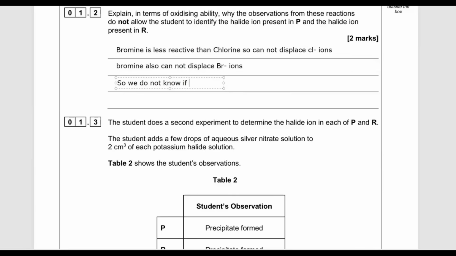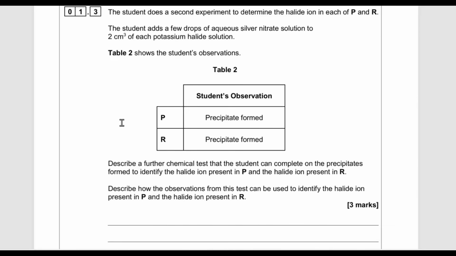And then we can look on to the next part of the question, which says, okay, so if you can't decide whether P is potassium chloride or R is potassium chloride, a further experiment is done. So the student does a second experiment to determine the halide ion in each of P and R, and this is for 1.3. The student adds a few drops of aqueous silver nitrate solution, that's AgNO3 (aq), to 2 centimeter cubed of each potassium halide. Now, the student observed with P and R a precipitate was formed, and it's going to be a white precipitate or a cream precipitate, but we're not given the colors.